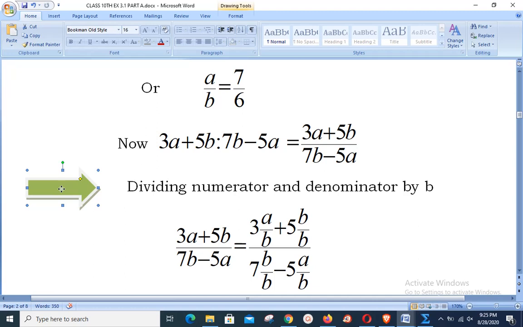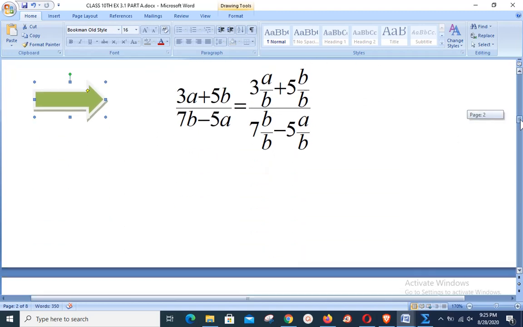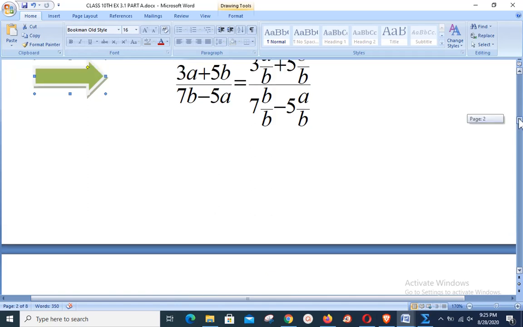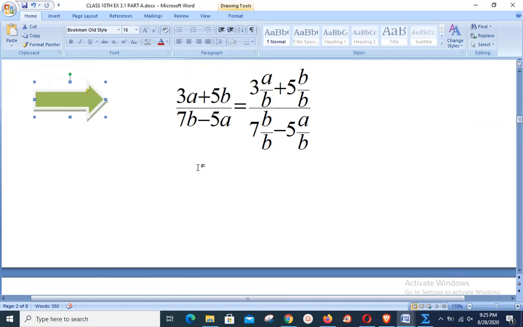By applying this process, we keep the left hand side the same, that is 3a plus 5b over 7b minus 5a, whereas dividing each term by b, we have 3a over b plus 5b over b, whole over 7b over b minus 5a over b. Viewers, you already know that b over b will cancel, whereas a over b, given in the question, is equal to 7 over 6.